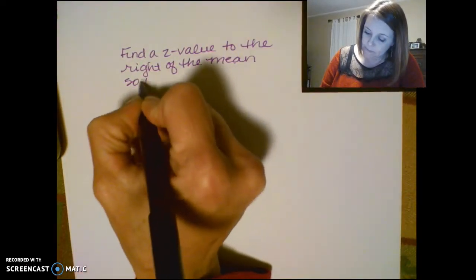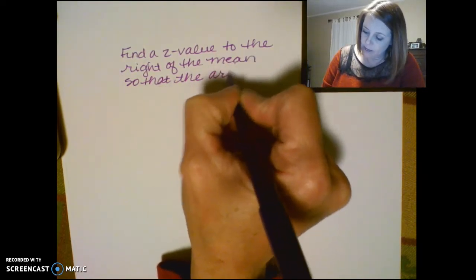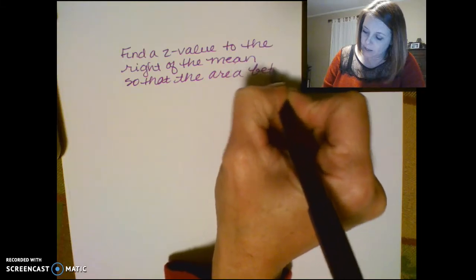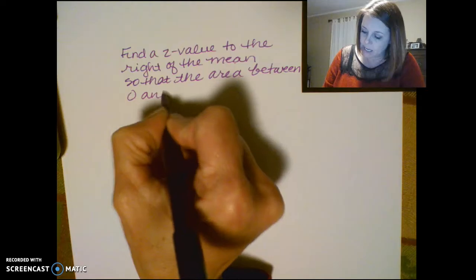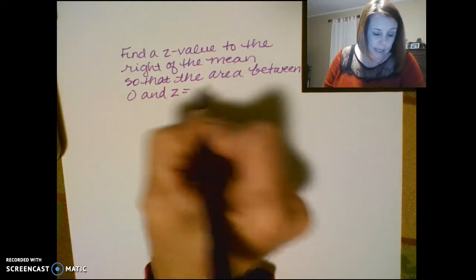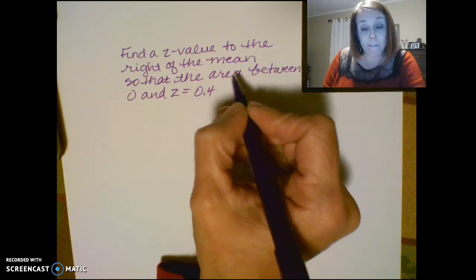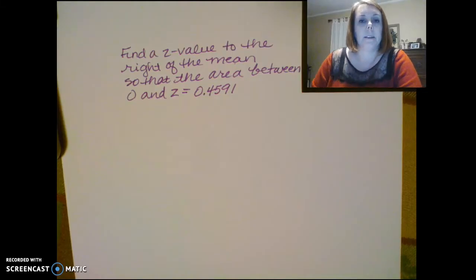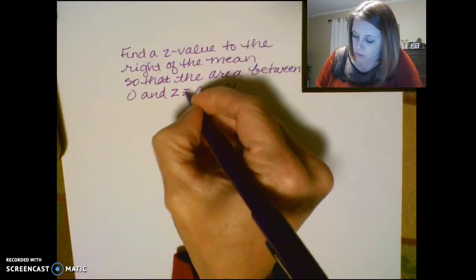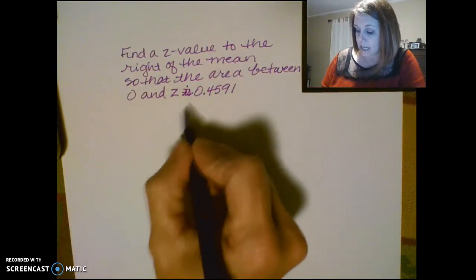so that the area between 0 and z is 0.4591. I don't know why I wrote equals there, that's an is. Okay, so the area between 0 and z is that value.